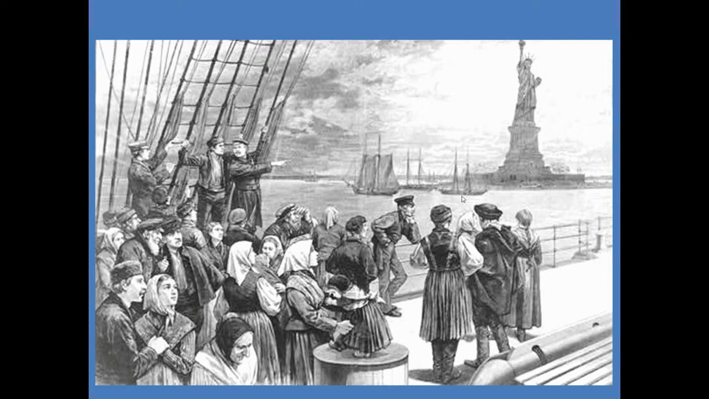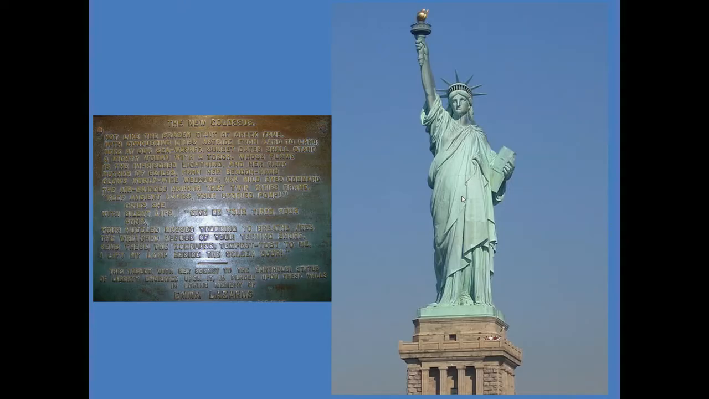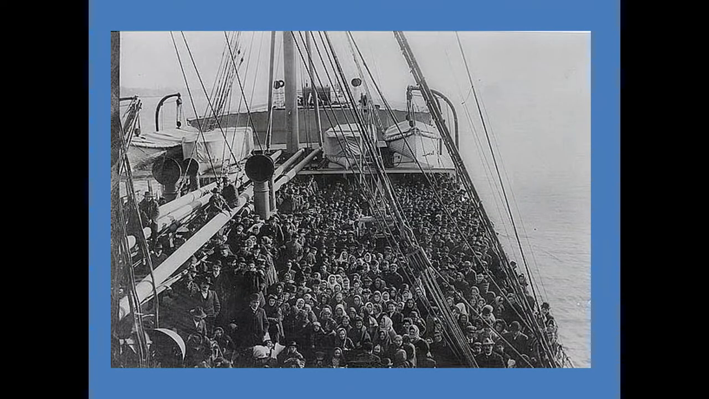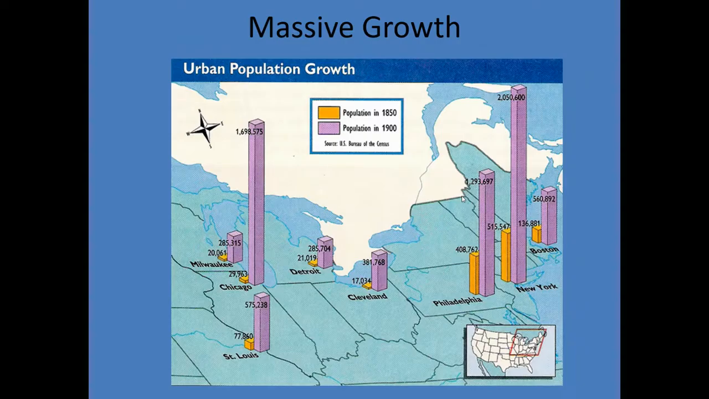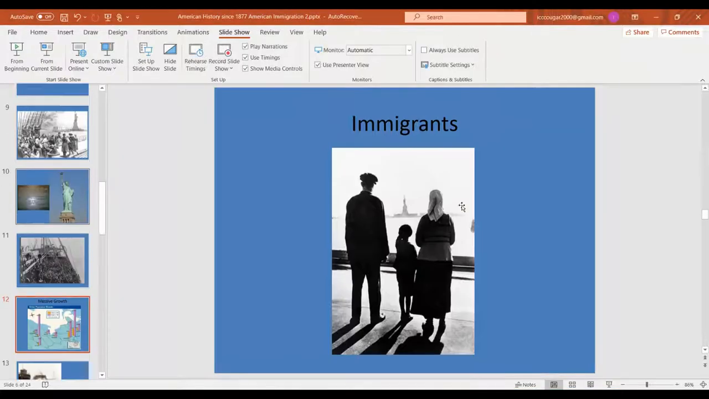And here are some pictures. The Statue of Liberty is a symbol of American immigration. Just absolutely amazing how many people they would put on these boats to come over. And just the massive growth. You can see the growth from 1850 to 1900. So keep the immigrant in mind. Keep the impact of these immigrants coming to America in mind as well. And we will continue our series with part three.